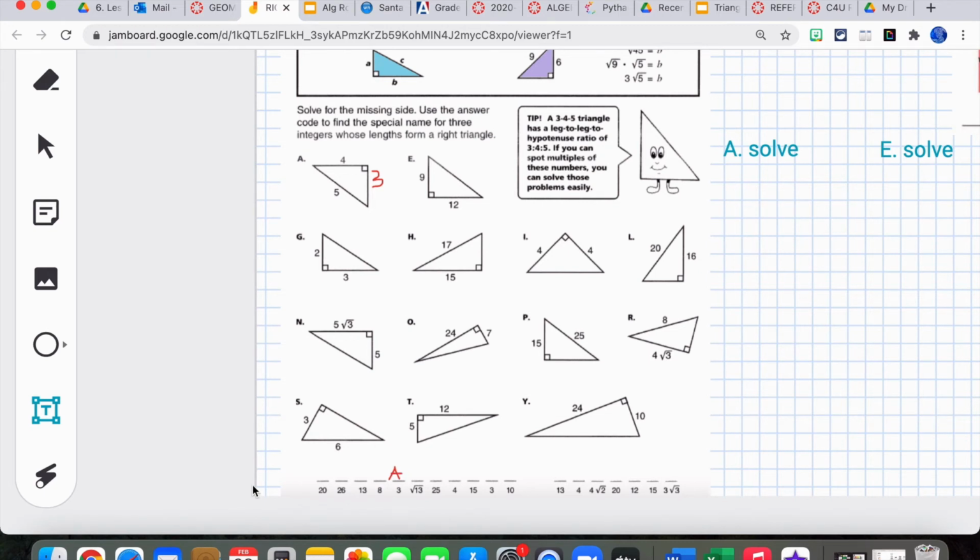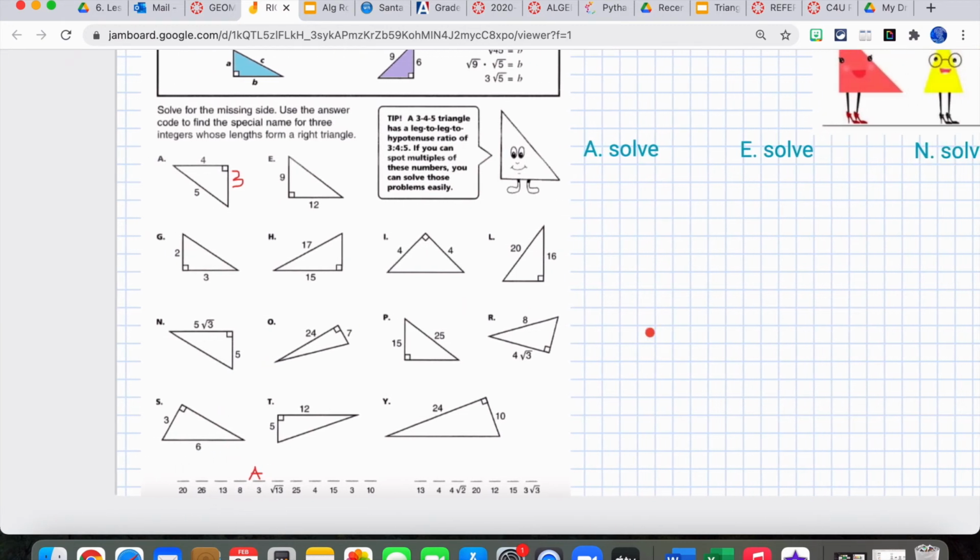We don't have the numbers 1, 2, 3, we just have letters. Problem A is solved. We're done. The letter E is the next one: 9, 12. And what is the missing number here? Remember, we are using the X for the missing side. This is the hypotenuse, letter C.